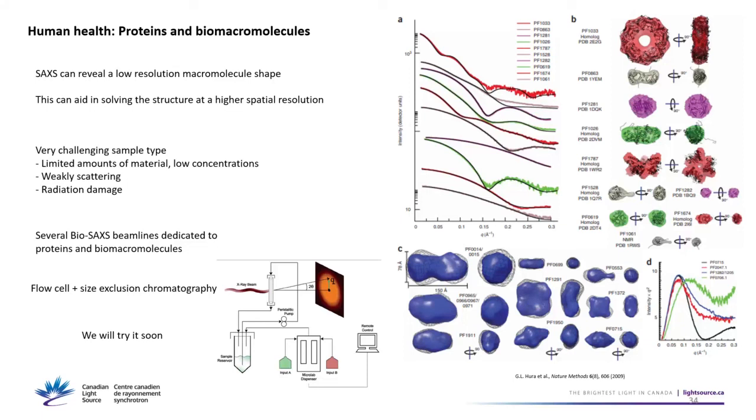Usually, you might have a tiny amount of material. There's only so much protein you can get the cells to express. They're all organic. They don't have any heavy, well, usually don't have any heavy metals in them, and they suffer from radiation damage too. So SAXS is usually used to pull out a low resolution shape of a biomolecule that will aid in the solution by other methods like cryo-TEM or X-ray diffraction.